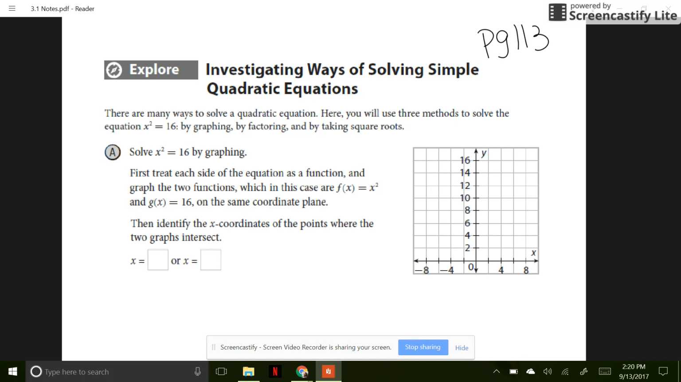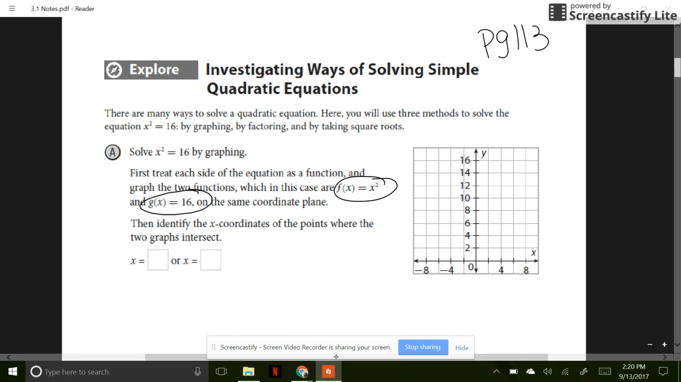So the first one here we're going to solve by graphing. So this is going to be solved similarly to what we did with the absolute values. We're going to graph the left-hand side of the equation as one function. We're going to graph the right-hand side as another. So that means we should have a horizontal line up here at 16.